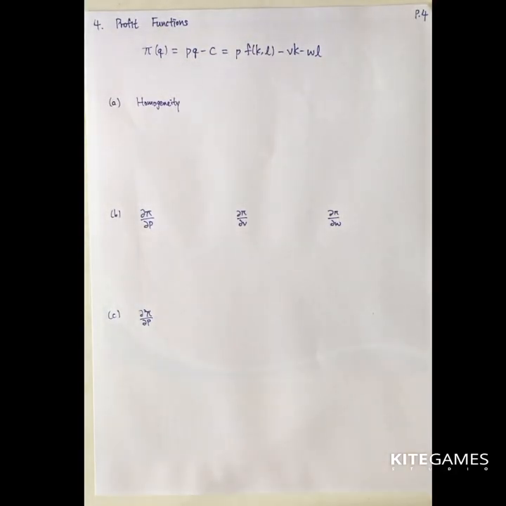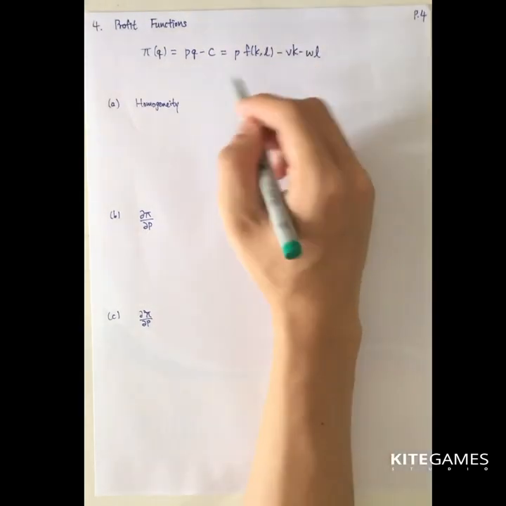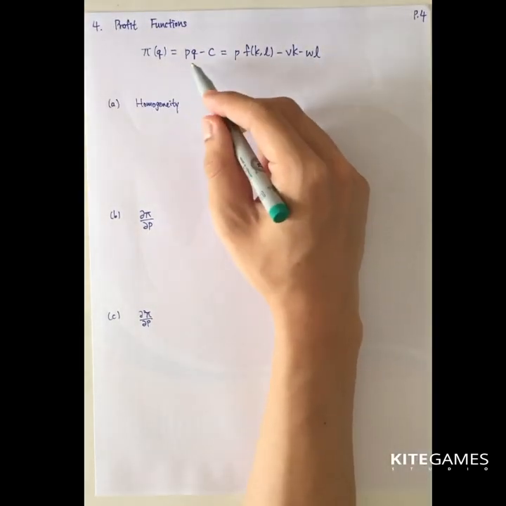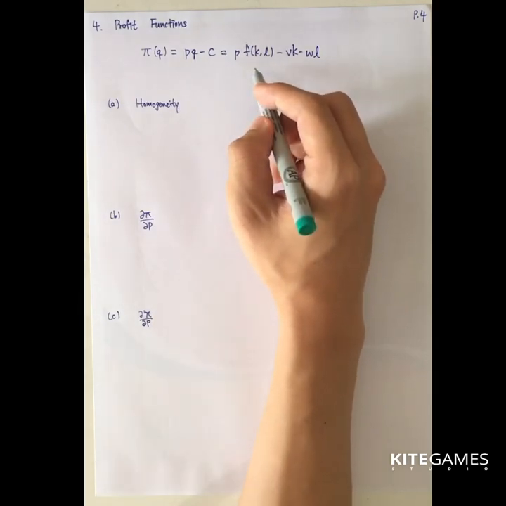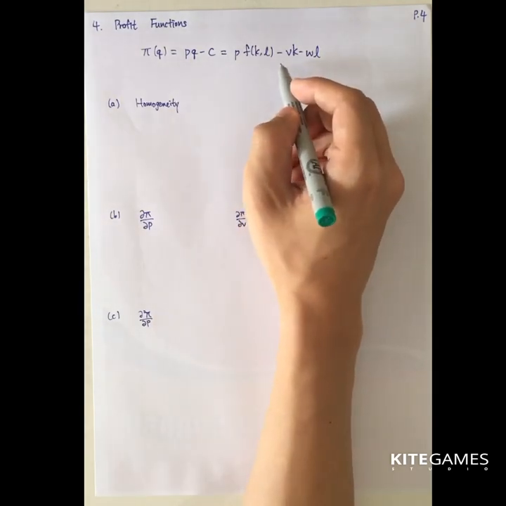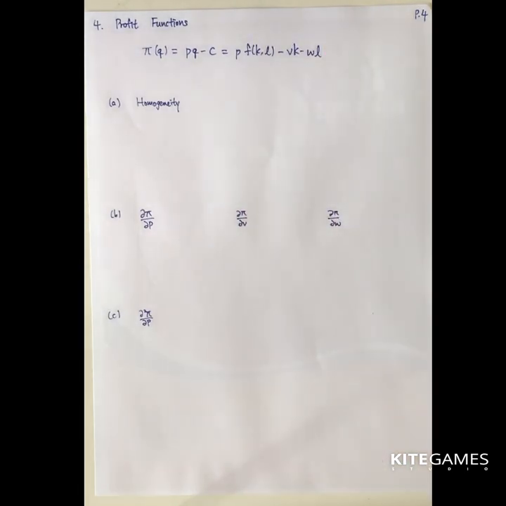Well, next we will continue to talk about some properties of the profit function. So this is the profit function: pi is equal to revenue minus cost. That is equal to the price times the production function, that is output, minus VK minus WL. So again, the profit functions share some properties.